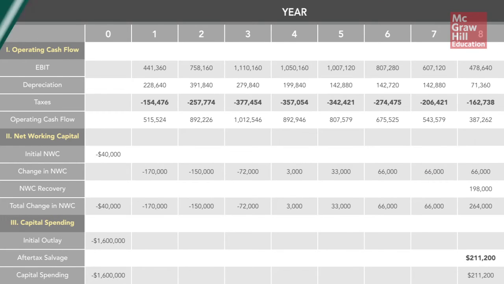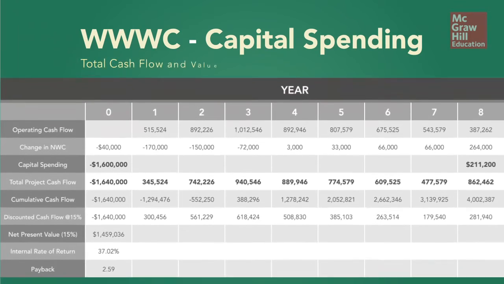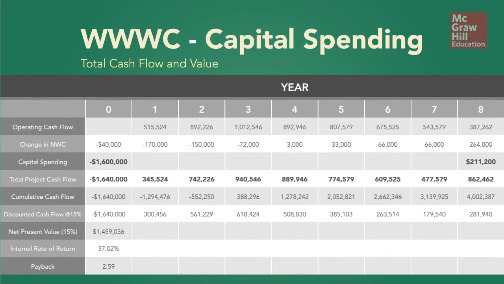Now we can calculate the operating cash flows, the change in net working capital, as well as the capital spending for the equipment. Using these, we can calculate the cumulative cash flows. We would discount the cash flows back to time 0 for each time period. After the cash flows have been discounted, we sum these amounts. The sum is the net present value. The positive net present value represents the additional value the project will return to the company. We can also use the cash flows to calculate the internal rate of return and the payback period.